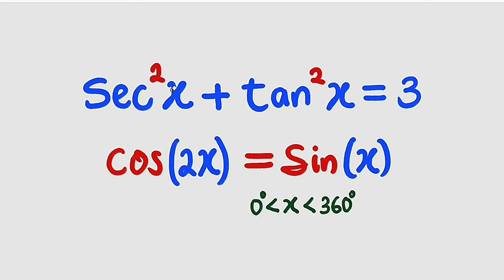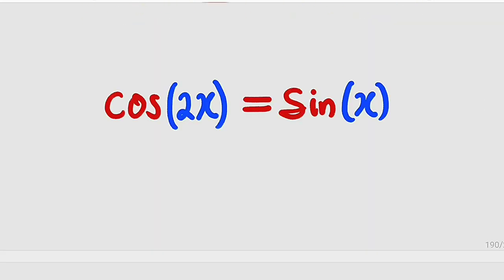The first one is secant squared x plus tangent squared x equal to 3, while the second one is cosine 2x equal to sine x. We have a restriction because the value of x has to be from 0 to 360 degrees. Alright, let's get started.